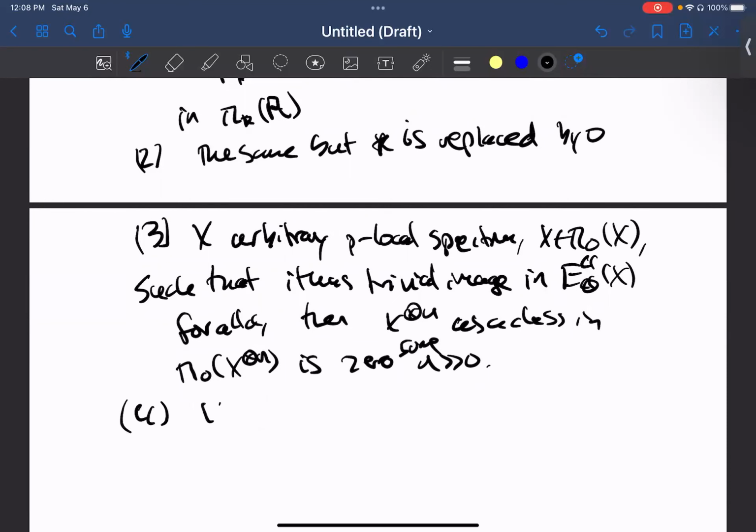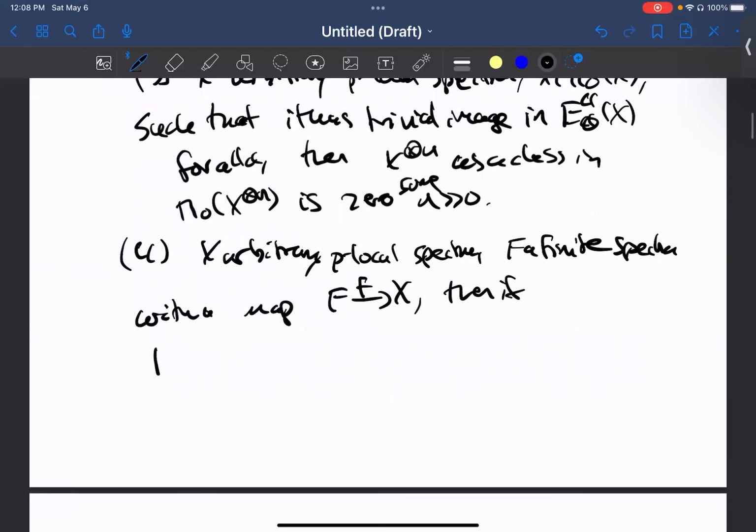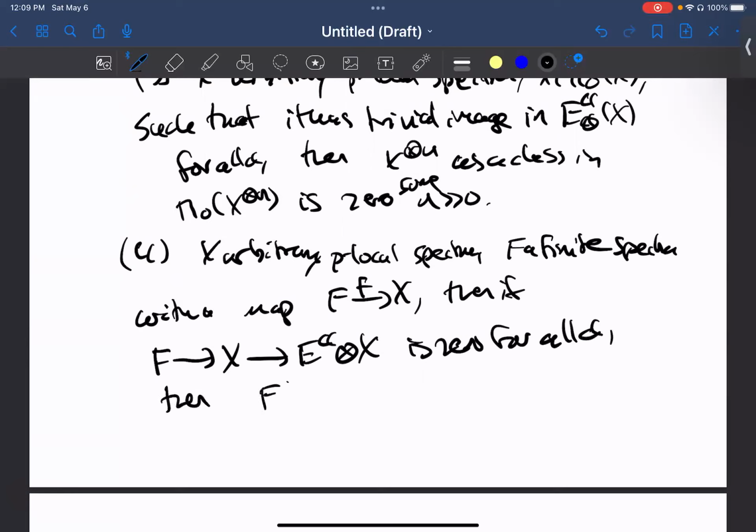And finally, for X arbitrary p-local, and F a finite spectrum with a map to X, then if the composite to E alpha tensor X is 0 for all alpha, then the nth tensor power of this map is 0 for some n greater than 0.